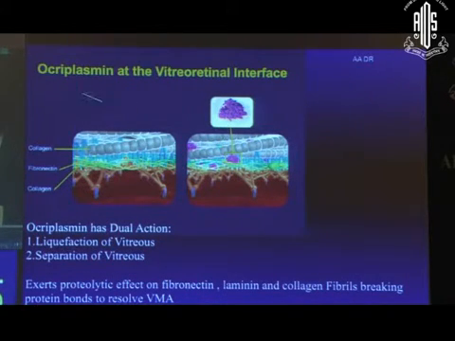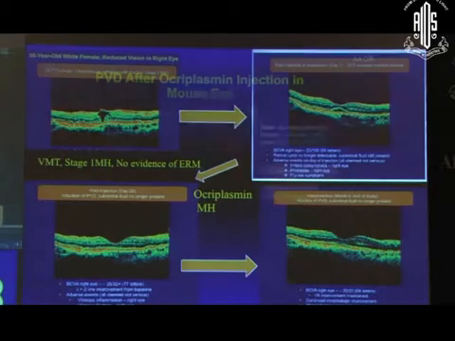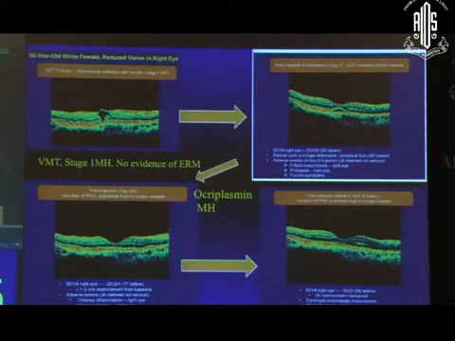So this is how ocriplasmin acts. Basically, it causes liquefaction of the vitreous and separation of the vitreous, and that is because it acts on fibronectin and laminin and causes breakdown of the collagen fibrils, and that is how it helps. This is a study which was initially done in mouse, and then it went to the stage of human. And this is a case which represents how at various stages, it takes a little time for patients to respond.